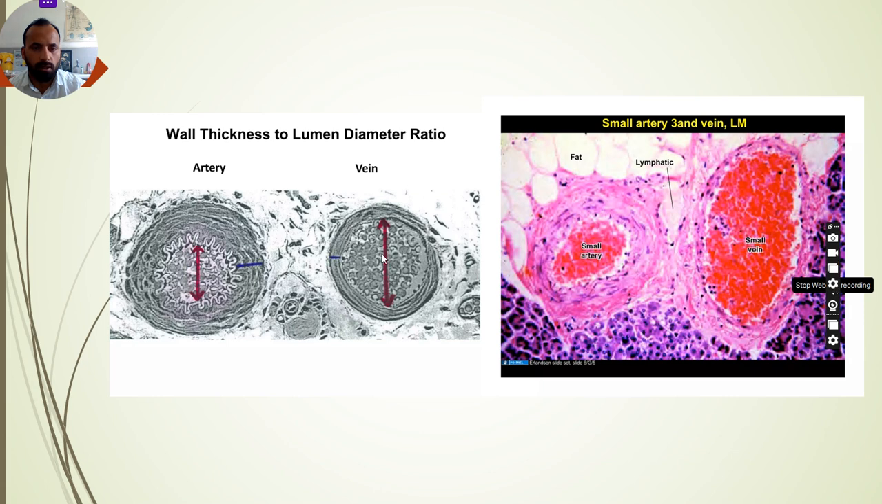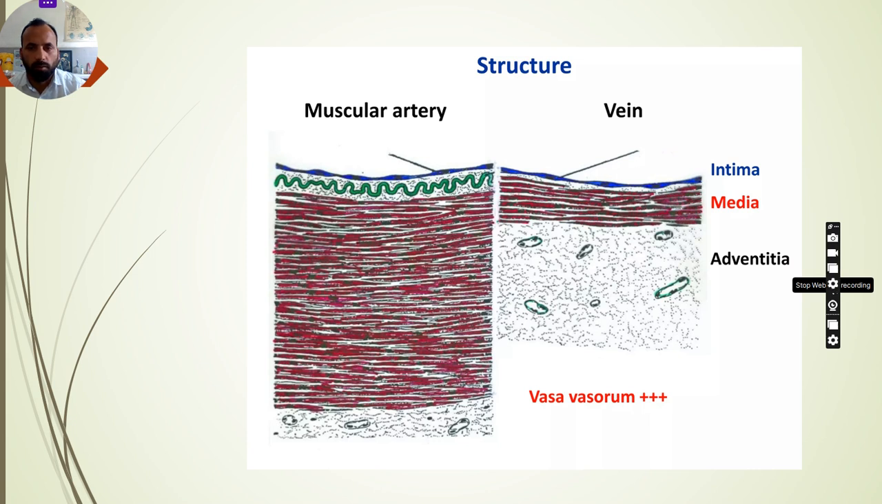That means the lumen will be more in case of vein as compared to the artery, and that is because the wall thickness will be more in the artery, because of which there will be less lumen as compared to that of the vein. So muscular artery and the vein, you can see the level of muscular tunica media here, the level of thickness in the muscular artery and the level of thickness in case of the vein.